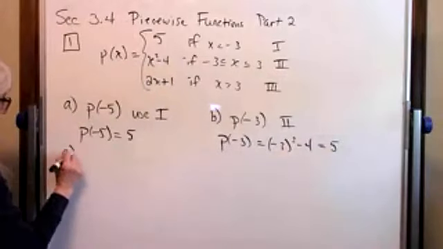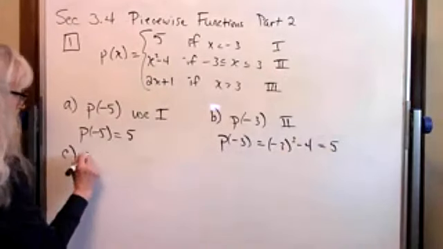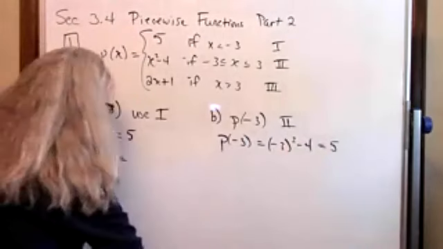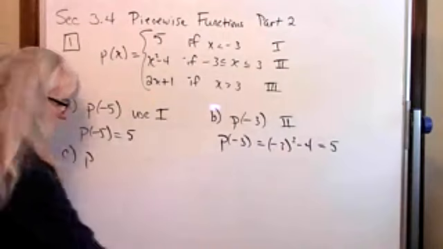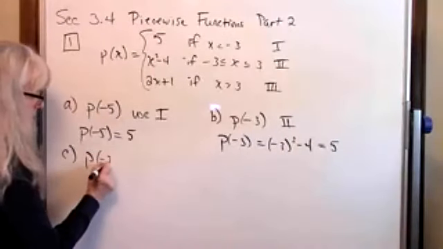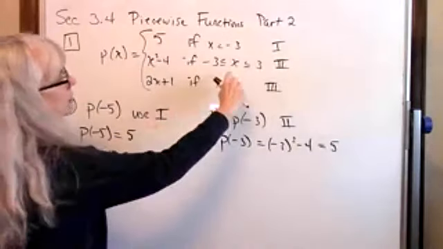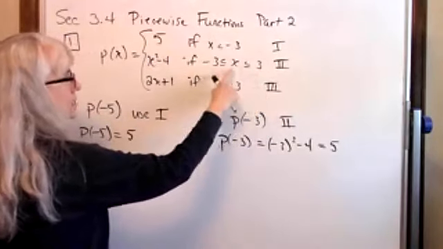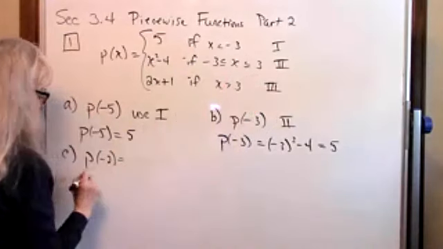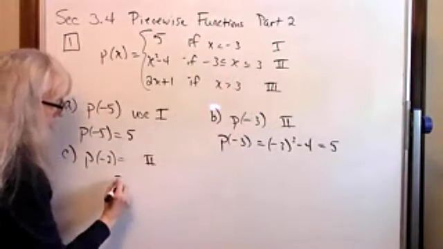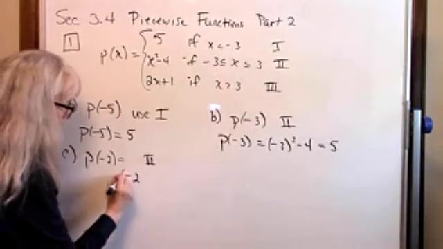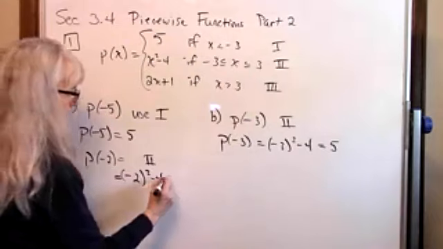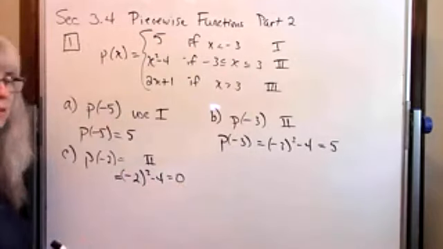So part C says p of negative 2. So again, our job is to figure out which piece we're plugging that into. So when I take a look at negative 2, it is between negative 3 and 3 on the number line. So that tells me that, again, we'll use piece 2. So we're going to use piece 2, and it's going to be equal to that negative 2 being squared minus 4. Well, negative 2 squared is a positive 4, minus 4 is 0. So notice we get a different value finally.